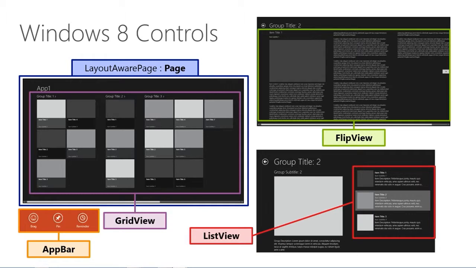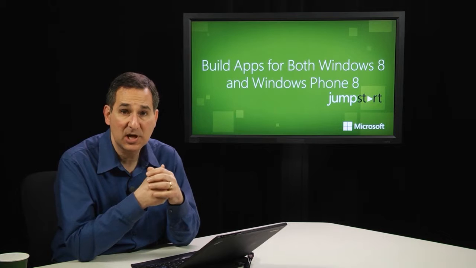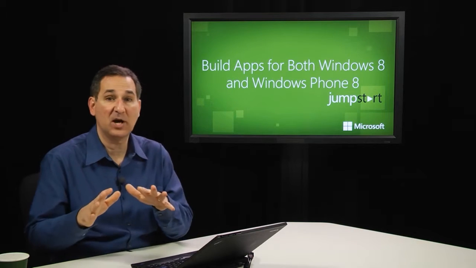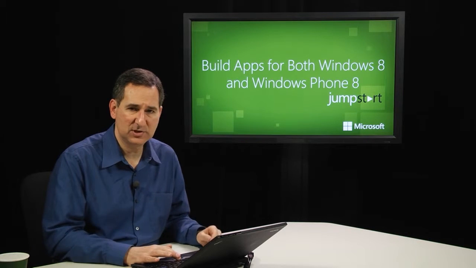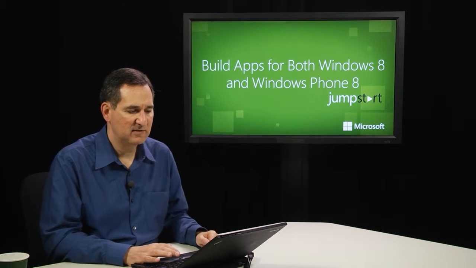If you look at Windows 8 controls, most of the templates that you start with in Visual Studio start off with a layout-aware page that then gives you things like a GridView. Then you can add an AppBar, the ListView control, the FlipView control. These are all standard controls that are optimized for the Windows 8 platform. In all cases, these controls are just not available on Windows Phone. So if you're trying to build with controls that are available on both, you're building to a very limited set of controls.